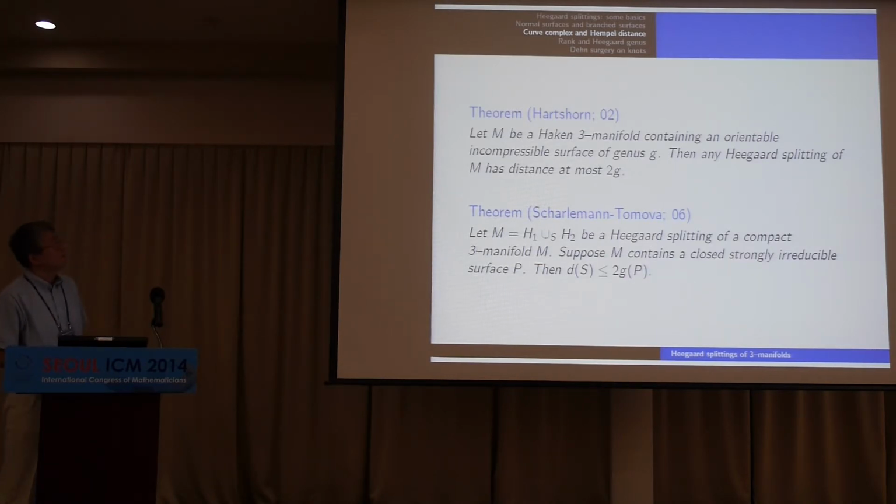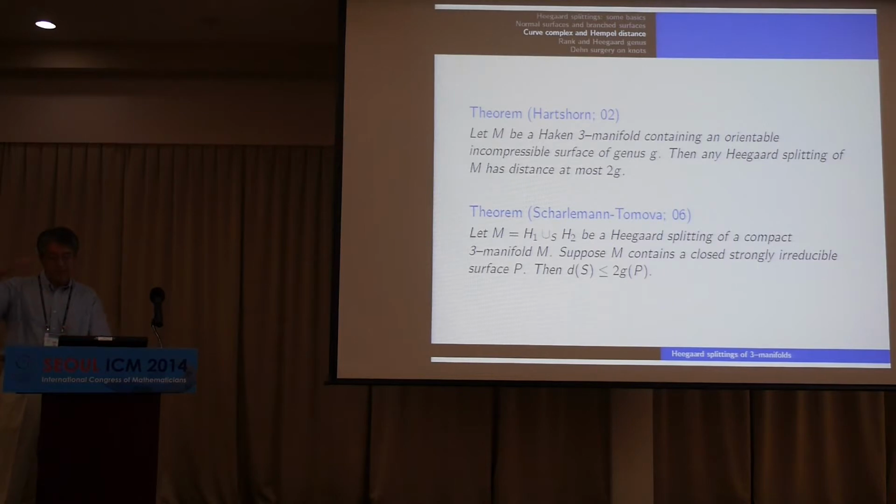So let me mention a couple more theorems. There's a theorem of Hartshorn. It showed that if your three-manifold has an incompressible surface, the genus of the incompressible surface is going to give you a bound on the distance of any Heegaard splitting of the three-manifold. Later this was generalized in a much more general setting, not just for incompressible surfaces, but also for strongly irreducible surfaces. Strongly irreducible surface means the surface compresses on both sides, and every disk on one side intersects every disk on the other side. Okay, and also the genus bounds the Heegaard distance.